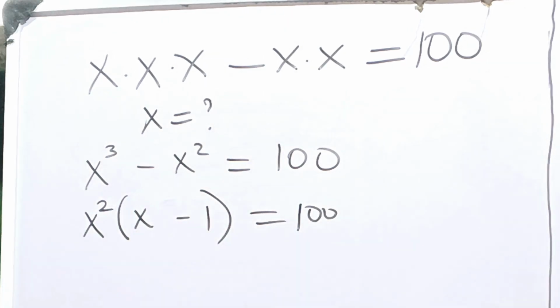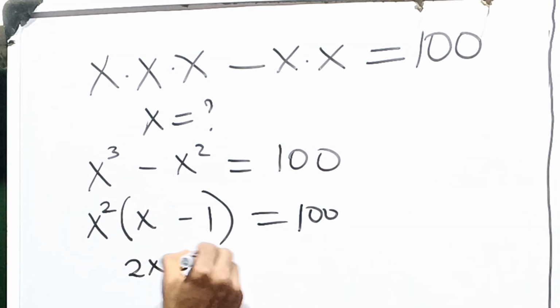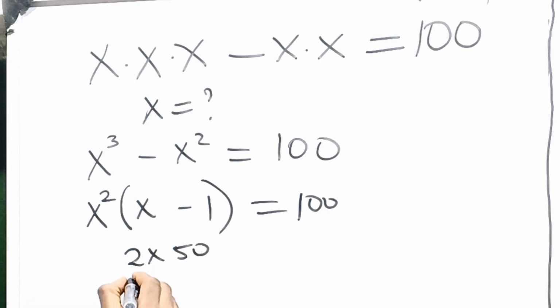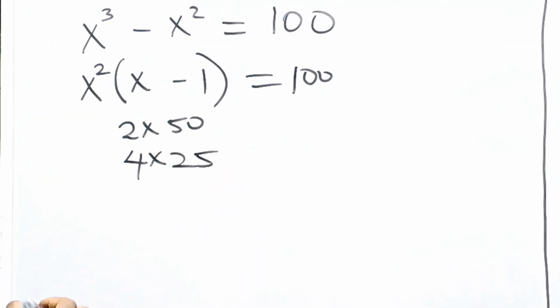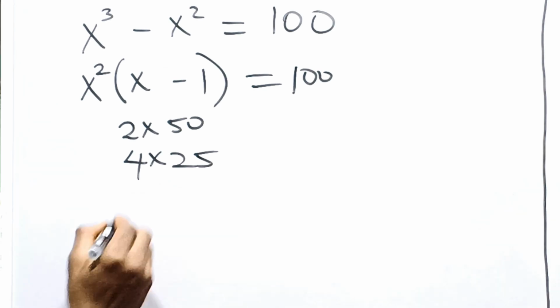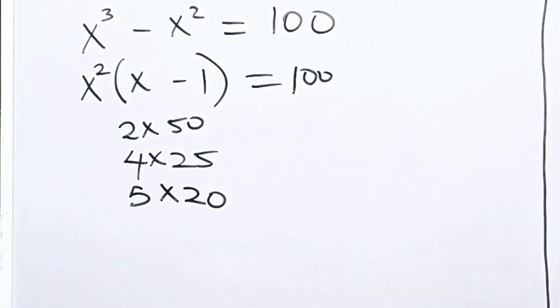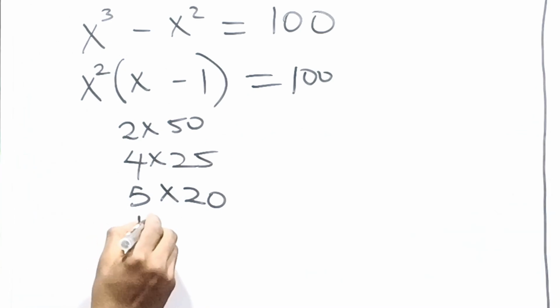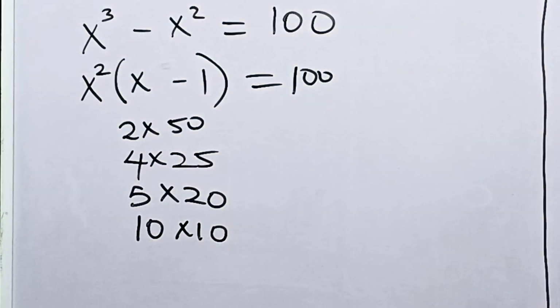Now, let's outline the multiples of 100. Let's start from 2. This is 2 times 50. The next one is 4 times 25. Then 5, so we have 5 times 20. And we have 10 by 10. Okay? So these are the multiples of 100.